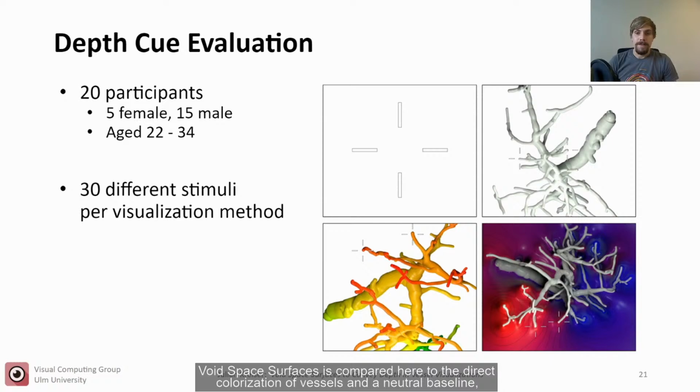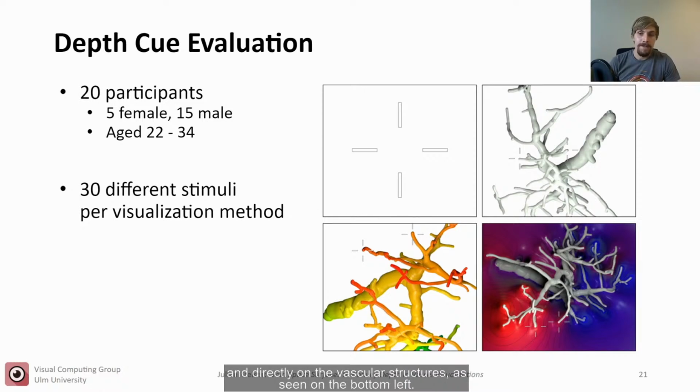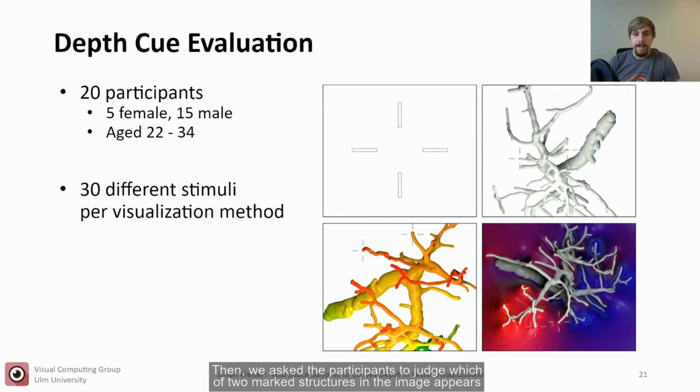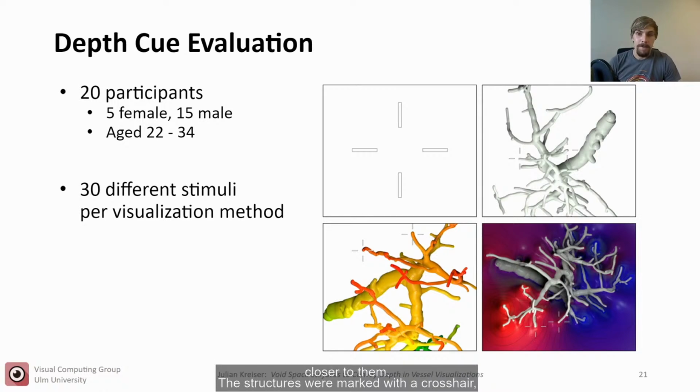Void space surfaces are compared here to the direct colorization of the vessels and a neutral baseline, all without functional parameters. We use the chroma depth and pseudo-chroma depth color schemes for the void space surfaces, like here on the bottom right, and directly on the vascular structures as seen on the bottom left. Then we asked the participants to judge which of the 2 marked structures in the image appears closer to them. The structures were marked with a crosshair, like you can see on the top left, which is also present in all other images as well.